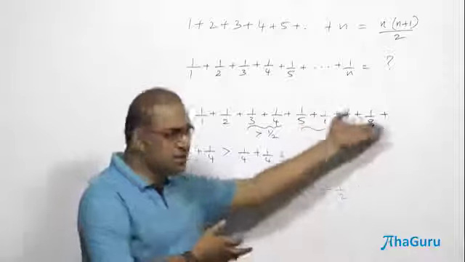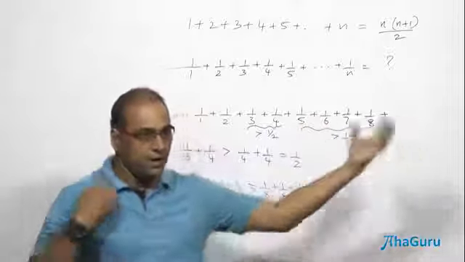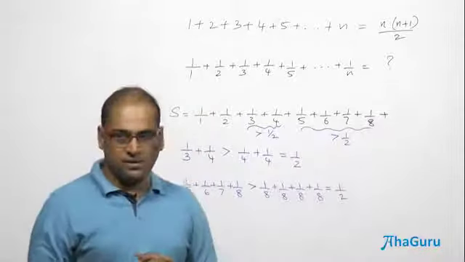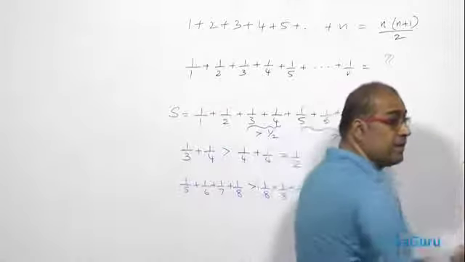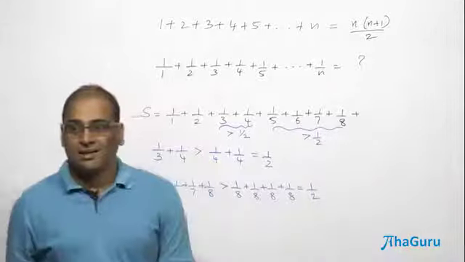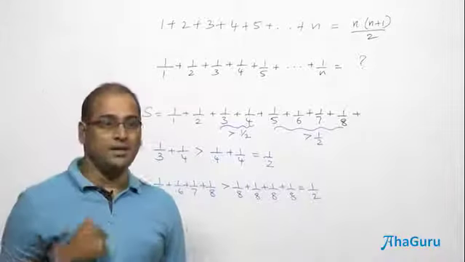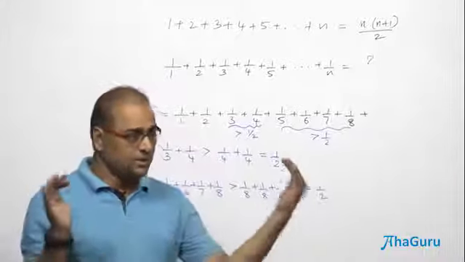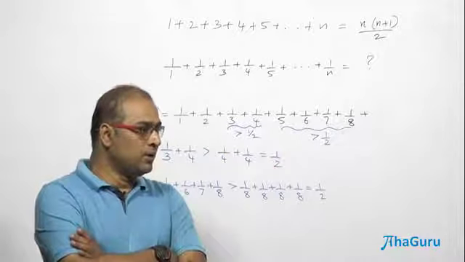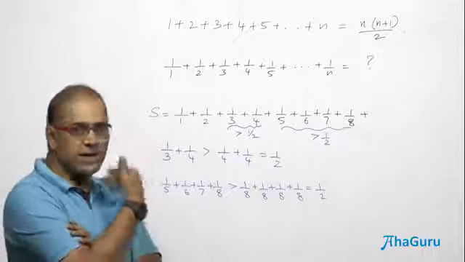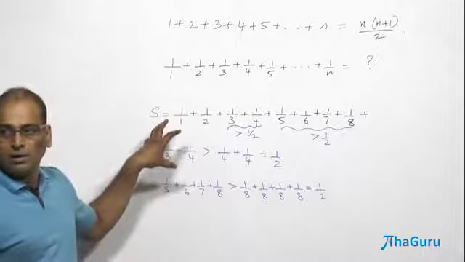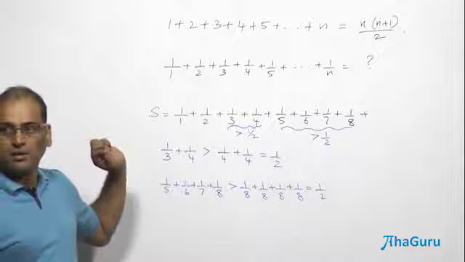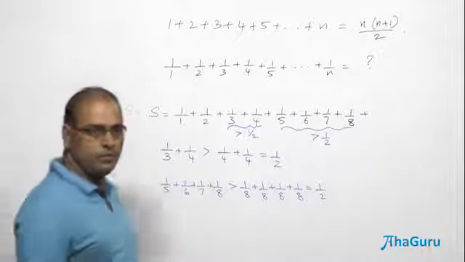Because even if the terms are diminishing, I can always take a very large number of such fractions. Since I took 4 here, next time I will take 8, and the next set I will take 16, that is 1 by 17 till 1 by 32. That collection will give me 16 by 32, which is half. So always I can do that. Therefore, we can see that this is divergent. Are you able to understand? This is one proof, right?